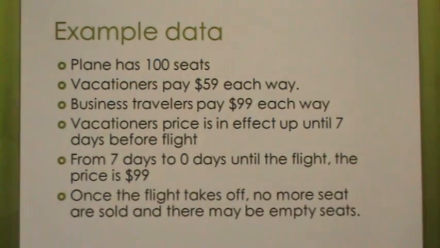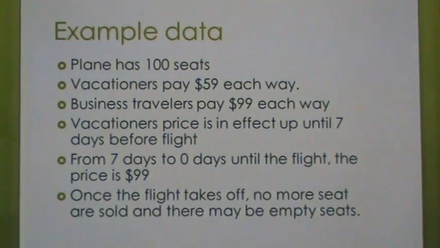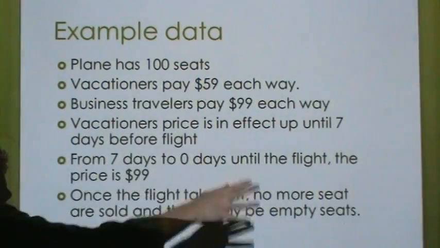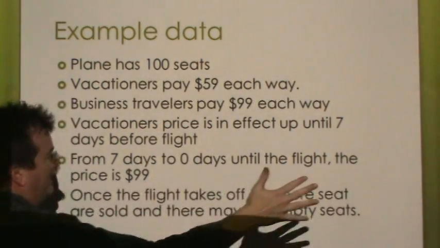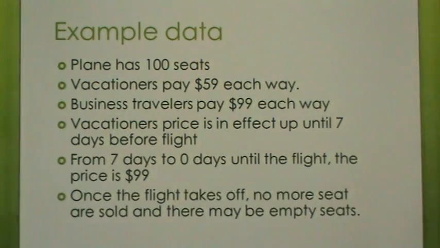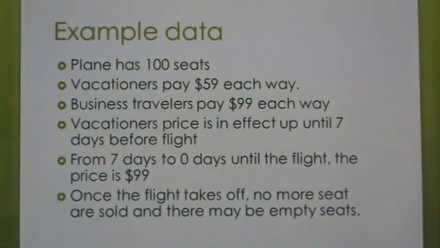And I just wanted to keep it simple. In our example now, we'll just have 2 levels. But if you think about it, we can just extend this to 3 and 4 and 5 levels too. So let's say for our example, we have an airplane that has 100 seats. Vacationers pay $59 each way. Business travelers pay $99 each way. So these will obviously be short flights, because airfares are a lot higher now than that. And let's say the vacationer price stays in effect up until 7 days before the flight, and then within 7 days to go, the price switches to $99. And then once the flight takes off, there's no more selling tickets. So we could send the plane out with empty seats.